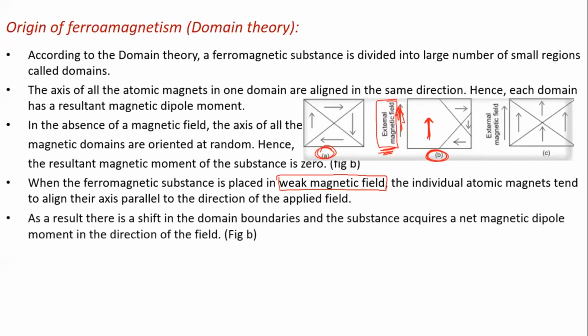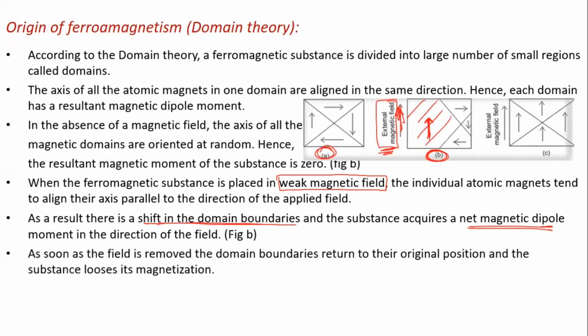As a result, there is a shift in the domain boundary. So some domain boundaries are shifted. You can see here, this is a larger domain now. So shifting of the domain boundaries is there, and the substance gets a net magnetic dipole. Now here the net magnetic dipole is not zero, so the substance has some dipole moment.